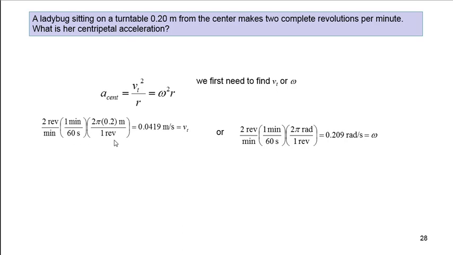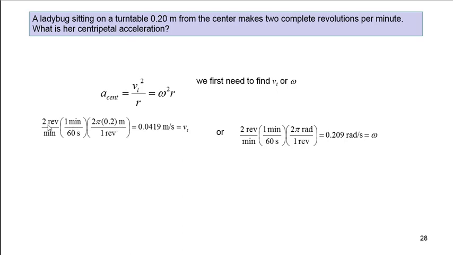Now I need to convert between revolutions and meters. So what I want to think is, when I make 1 full revolution around the circle, how many meters do I travel? Well, I travel 2 pi r meters around the circle. That's the circumference of the circle. So here I'm converting between revolutions and meters, and I'm saying that 1 revolution is the same as 2 pi times 0.2, because that's my radius, meters.